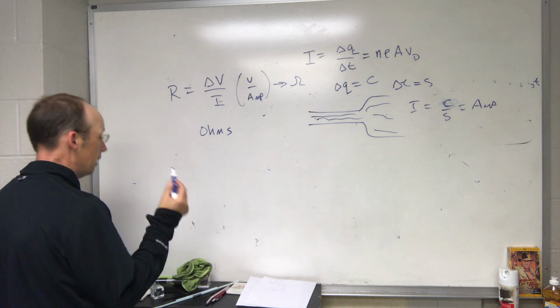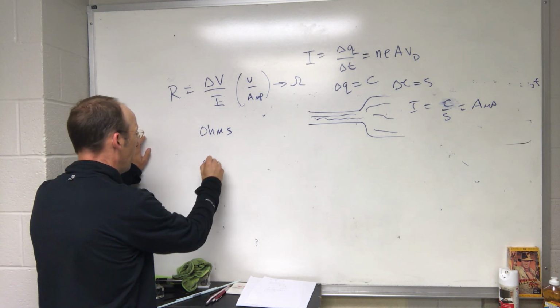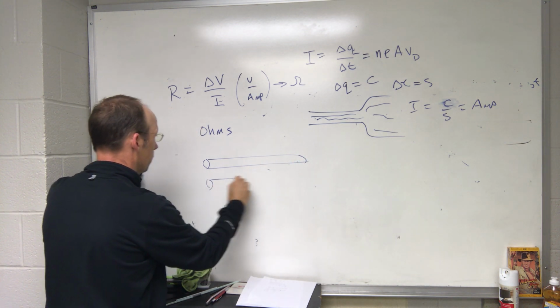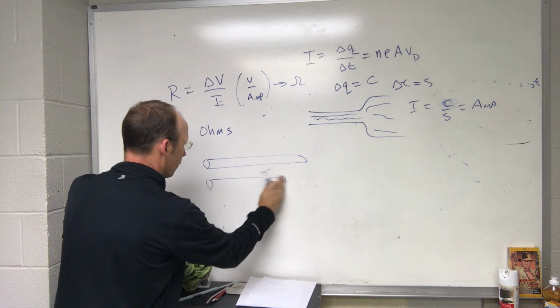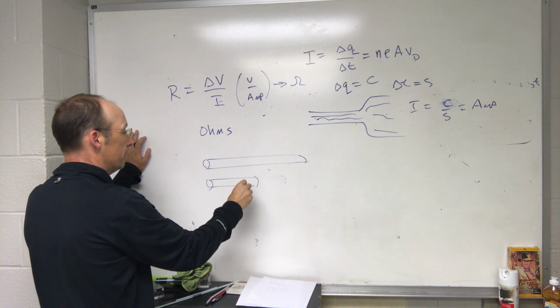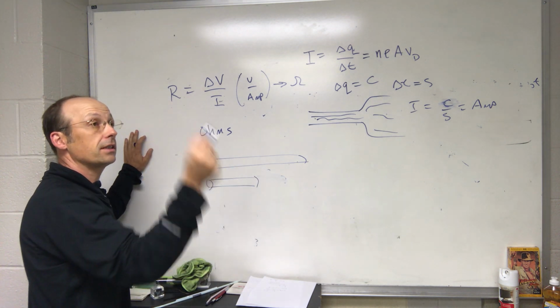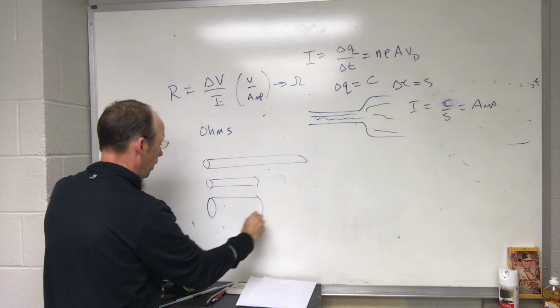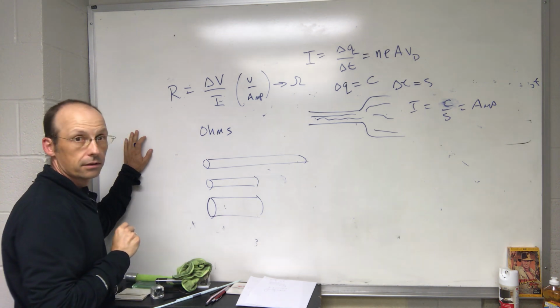Okay, so in this case, if I have two metal wires, I have a long one and I have a shorter one, the same diameter, this one would have a higher resistance than that one. So resistance increases with length. If I take a bigger cross-sectional area, this would have a lower resistance.